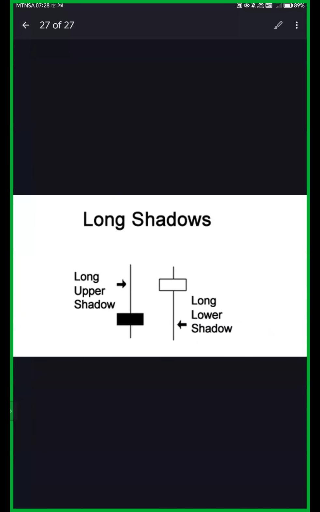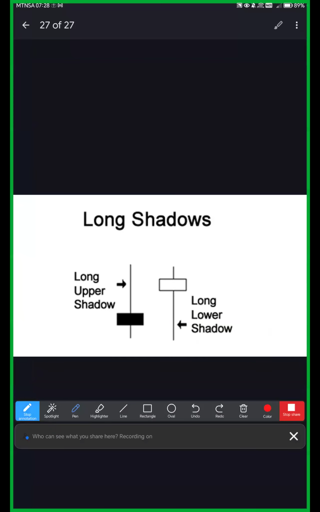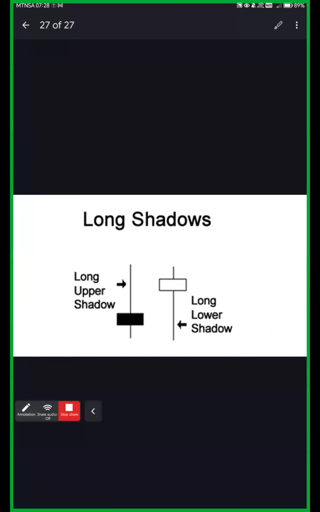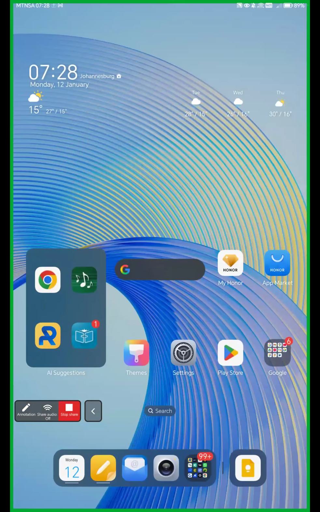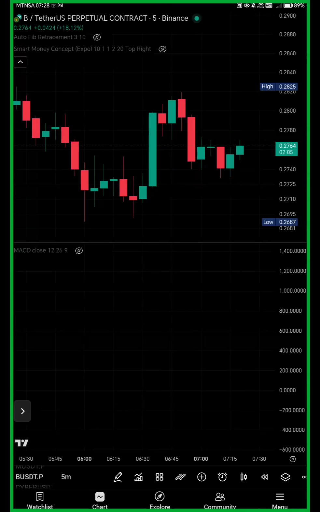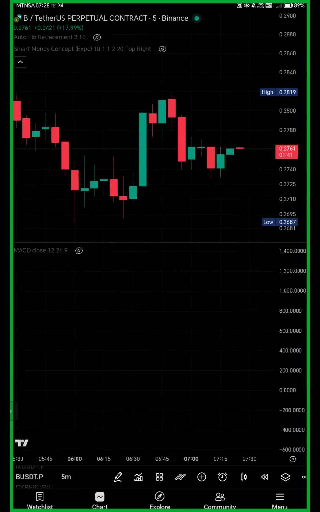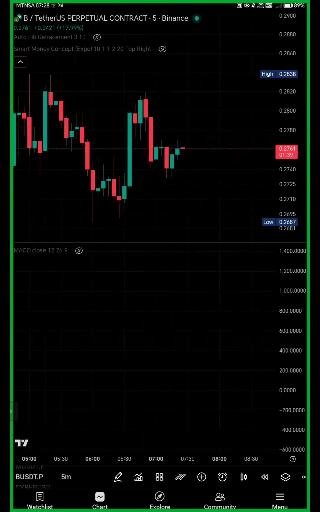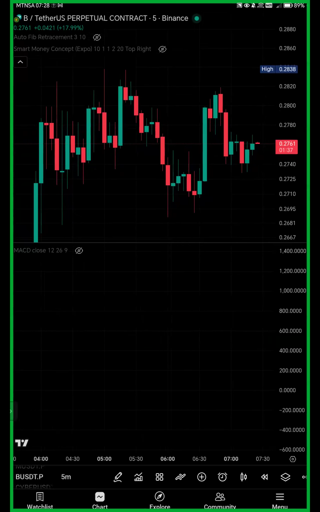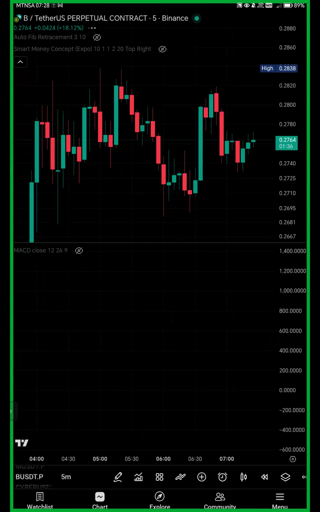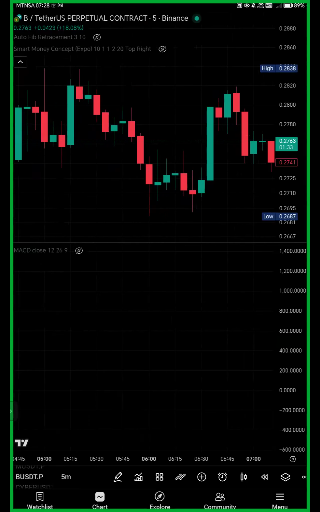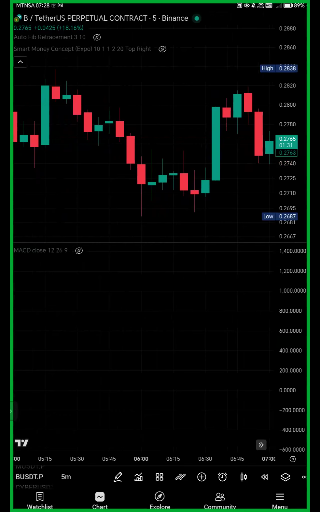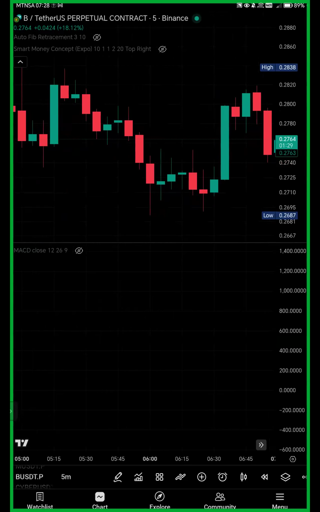Can you see this type of candles? When you go to TradingView, you are going to find them here. Where is my TradingView? You are going to find this type of candles here. You will find them. One is like this one.